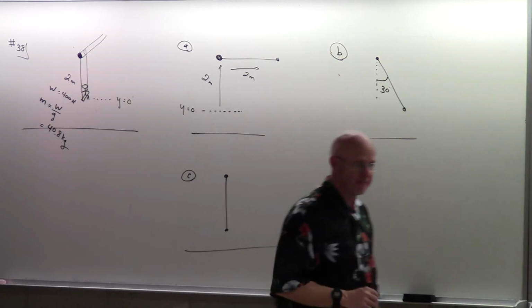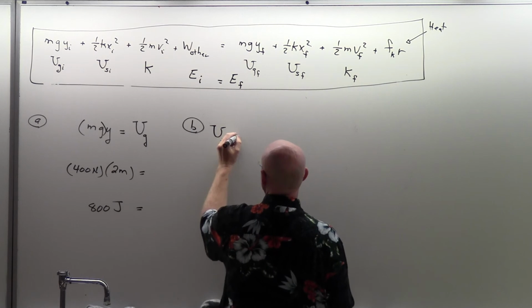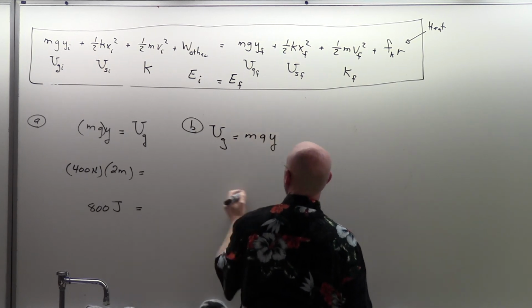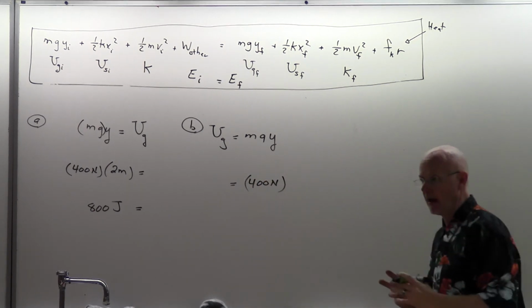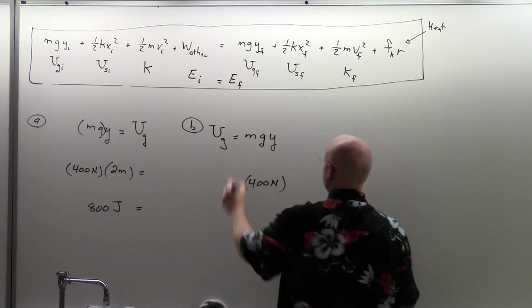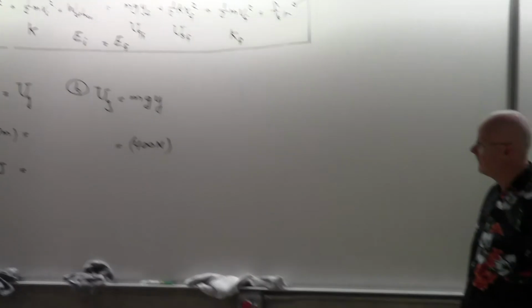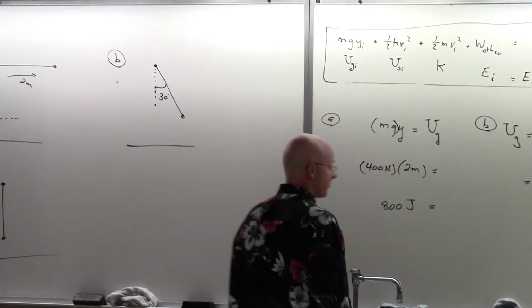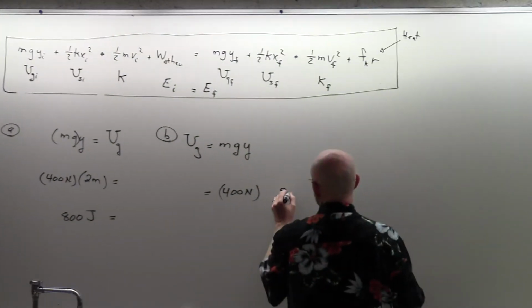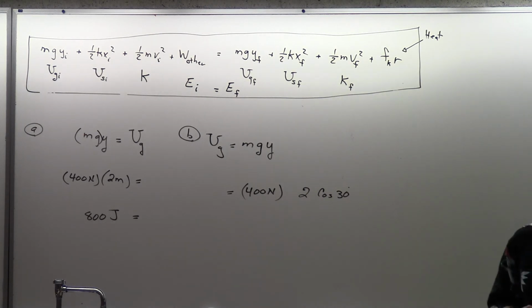Well, let's do B. Calculating again the gravitational potential energy, it is mgy. Now the mg is the easy part, 400. They gave that. Okay, I get that. How high is the child? Okay, I heard 2 cosine 30. Two minus. Yeah, it's not just 2 cosine 30.